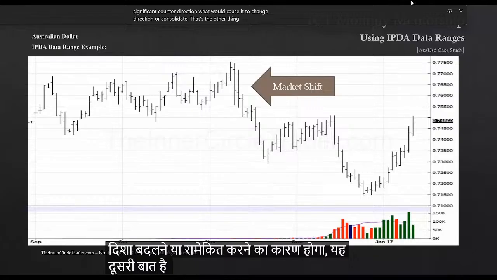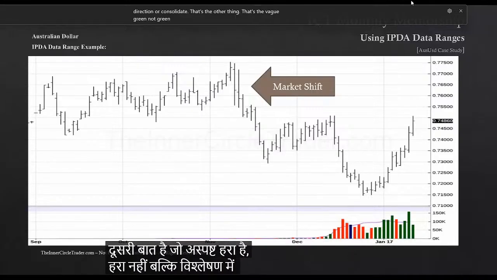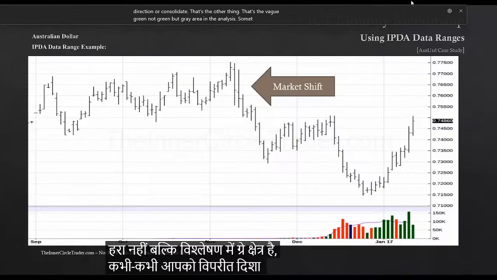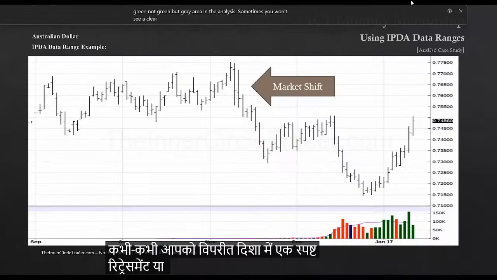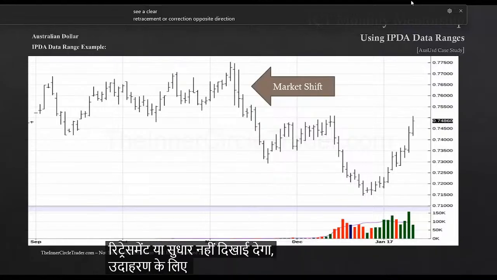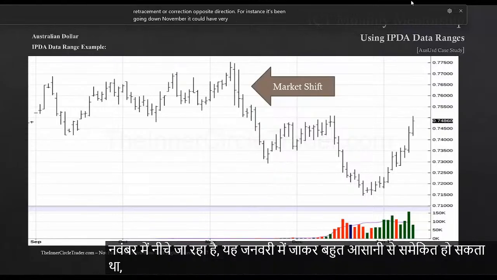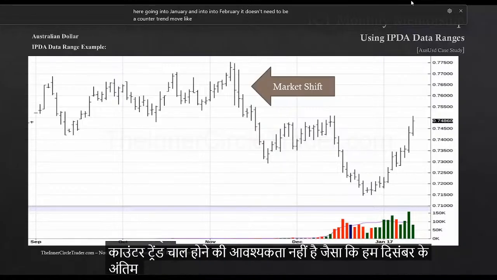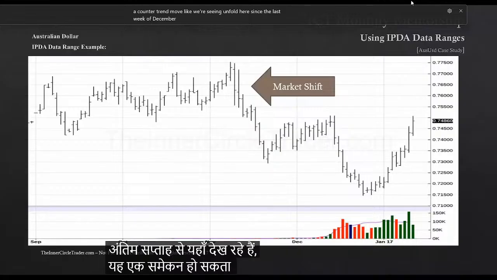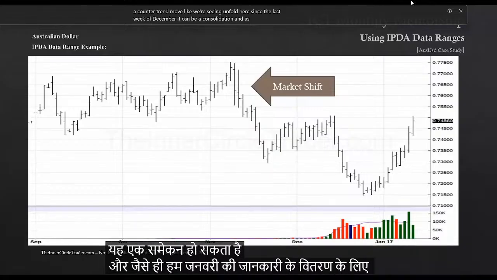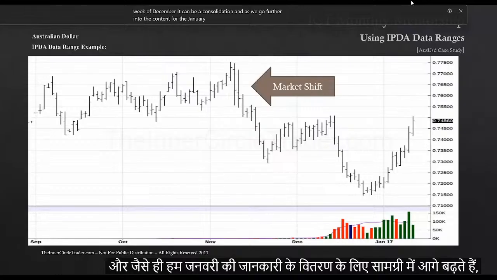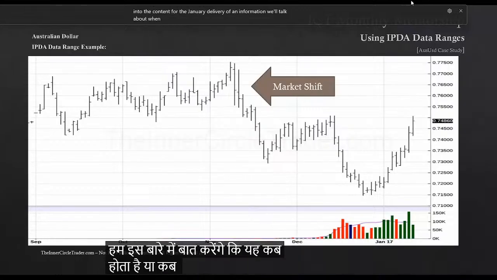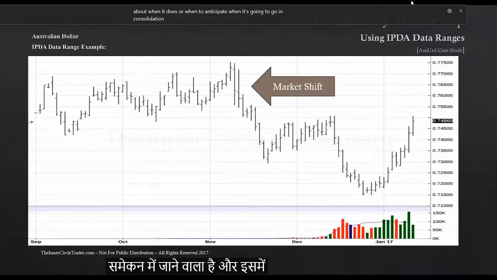That's the other thing. That's the vague, gray area in the analysis. Sometimes you won't see a clear retracement or correction in the opposite direction. For instance, it's been going down since November. It could very easily have been consolidating here going into January and into February. It doesn't need to be a counter-trend move like we're seeing unfold here since the last week of December. It can be a consolidation. As we go further into the content for the January delivery of the information, we'll talk about when to anticipate that it's going to go into consolidation and not have a counter swing.